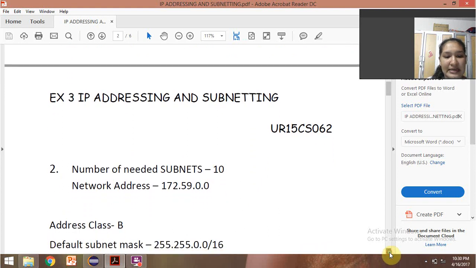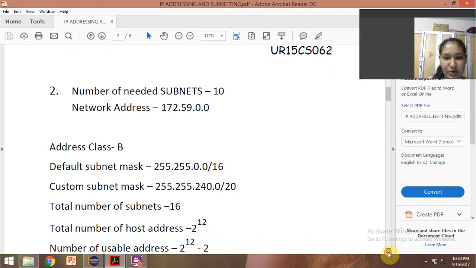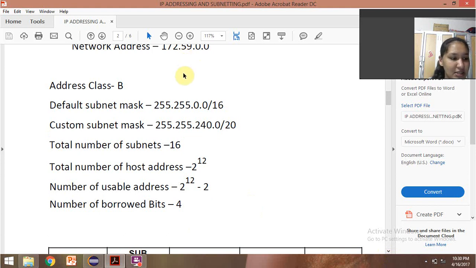Here also the same process we have to do. Here the number of subnets needed is 10. Network address is 192.59.0.0. Here we know that it belongs to class B. Why? Because 128 to 191 belongs to class B. So 172 belongs to class B.